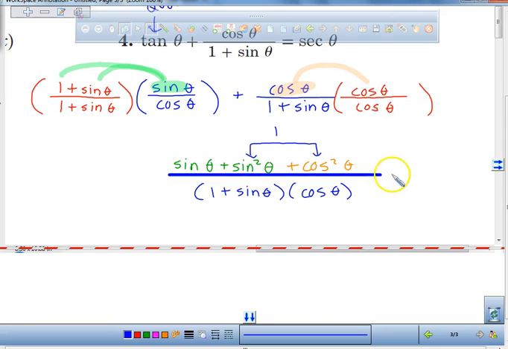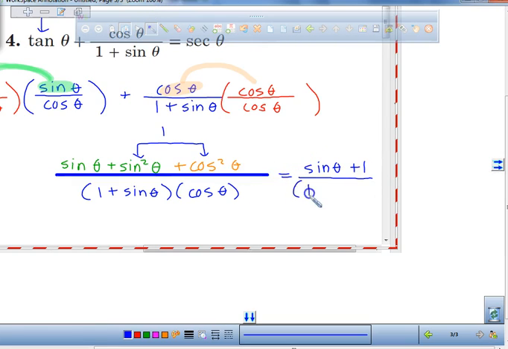So now I'm going to write this. What do we have in the numerator now? We have a sine of theta plus a 1. And what do I have in the denominator? I have a 1 plus sine of theta. Please don't be confused.